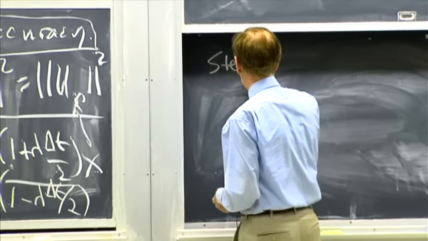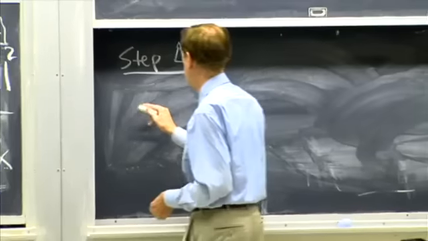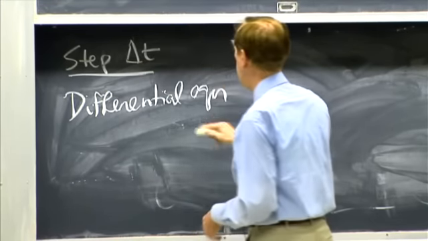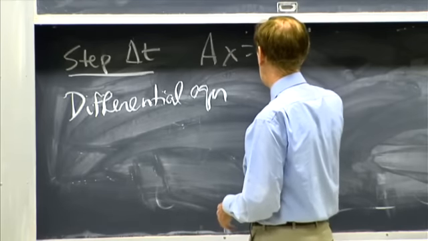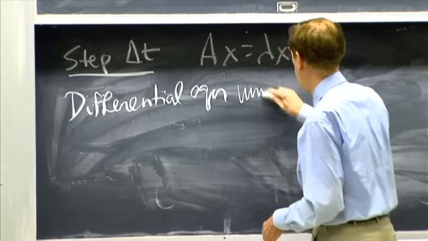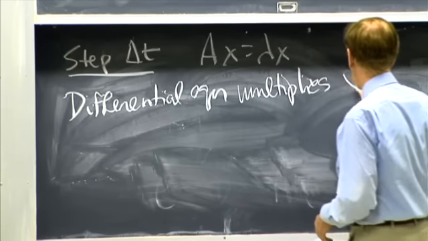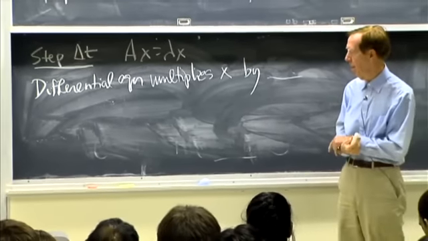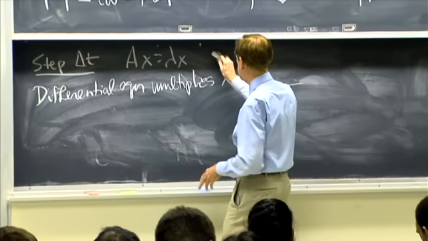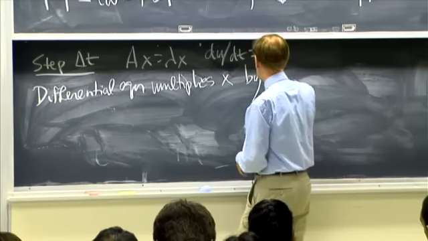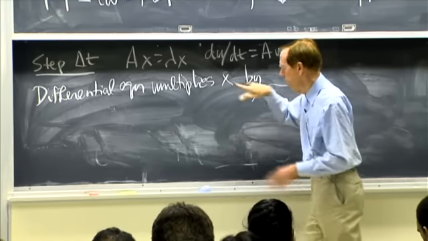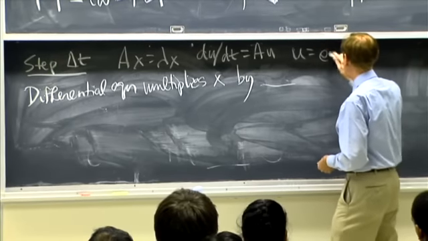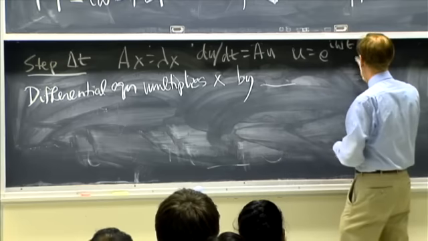A step delta t, the differential equation, of course, I'm looking at Ax equal lambda x. The differential equation multiplies x by what? What's the exact growth factor, you could say? If my equation is du dt equal Au, that's the differential equation. And I'm supposing that I'm on an eigenvector x, so that the solution is e to the I omega t, or e to the lambda t.